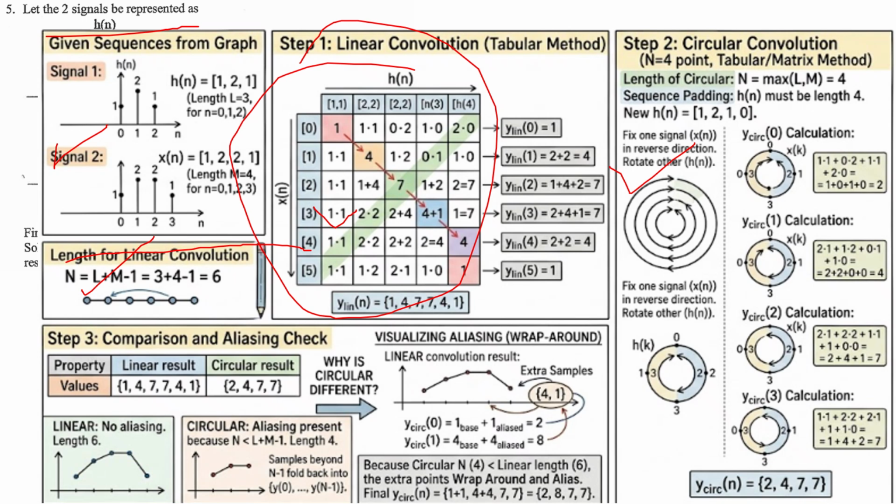For linear also, you can put in the inputs, h(n) and x(n) here, and then you can get y(n) here after multiplying.